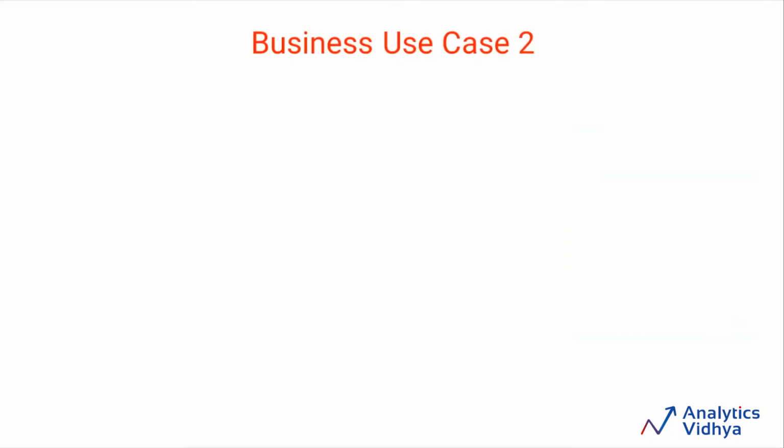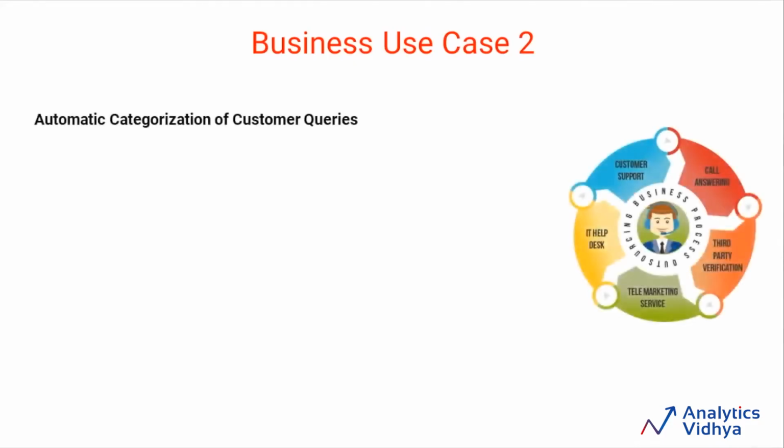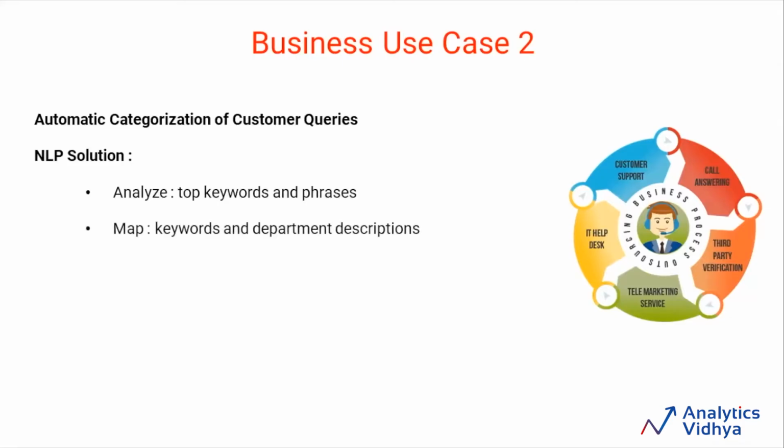Let's take another example of a telecom company who wants to automatically categorize the customer queries to respective departments. This way, the company can reduce the time taken to resolve a customer query. The company found out that most of the time goes into identification of the department which is most relevant to a given customer query. The company can create an NLP solution by analyzing the top keywords and phrases of the query. They can map those keywords and phrases to the descriptions of the respective departments. And finally, they can come up with a model or business rules for automatic categorization and assignment of queries to the respective department.